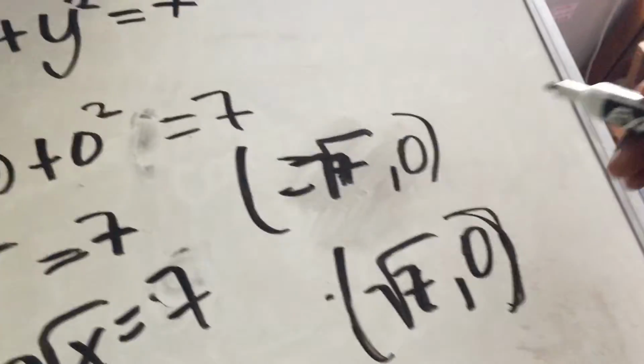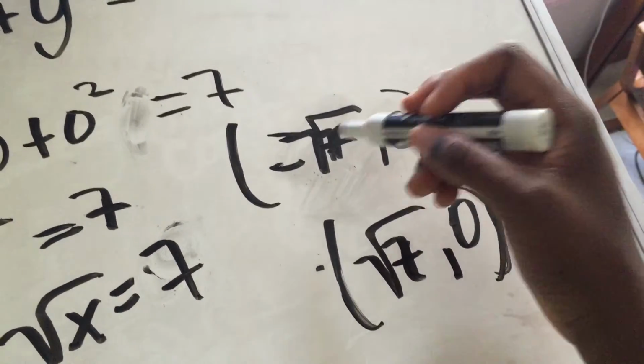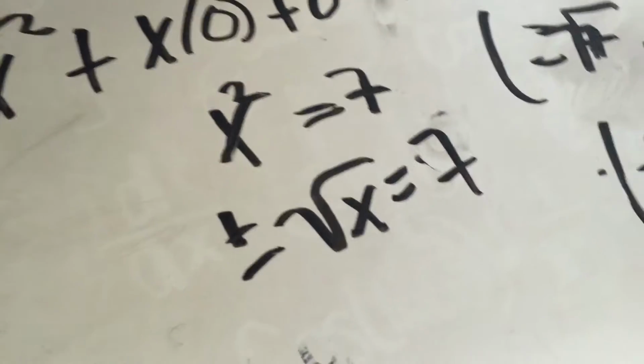And these are our x-intercepts: negative square root of 7 and the positive square root of 7. Now I'm going to take the derivative of all this. And basically what I'm going to be doing is implicit differentiation.